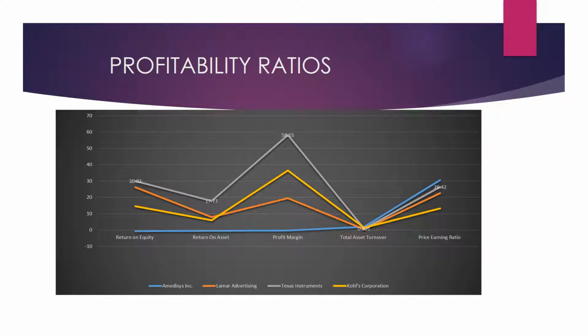This is a chart of all four companies, and like I said earlier, I would advise my bank to invest in Texas Instrument because I see that they have a high ROE, their profit margin is high, their price earnings ratio is high. So I believe that my bank would earn back its profit in a short time.